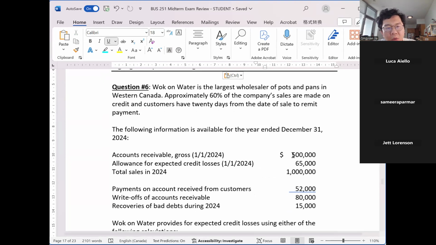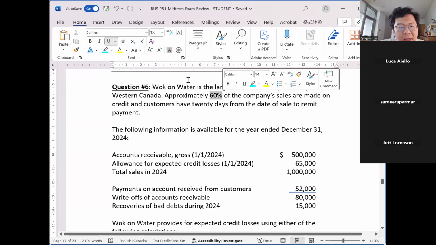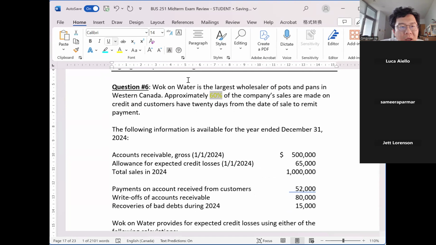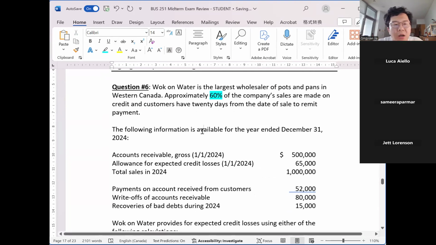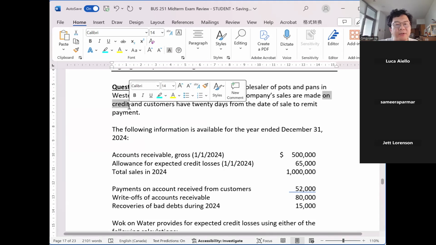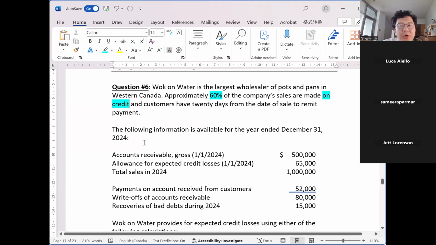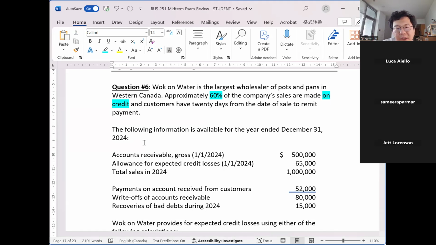So Walk on Water is the largest wholesaler of pots and pans in Western Canada. Approximately 30% of the company's sales are made on credit. So we highlight this figure. On credit means not cash. It means using account receivable or account payable. And customers have 20 days from the date of sale to remit payment. So the following information is available for the year end December 31, 2024.